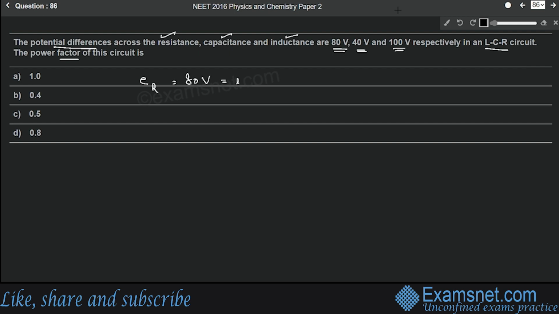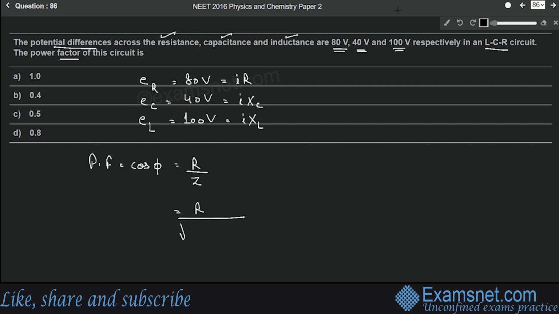It can be written as I into R. Similarly, the potential difference across the capacitance is 40 volt. It is equal to I into XC. Okay. And the potential difference across the inductance is 100 volt. It can be written as I into XL. Now we have to find the power factor. So power factor is equal to cos phi, and that is equal to R by Z. Okay. So R by Z, what is the formula of Z? It is under root R square plus XL minus XC whole square.